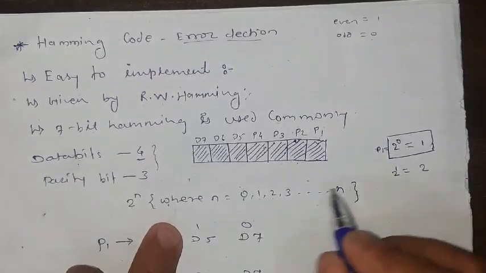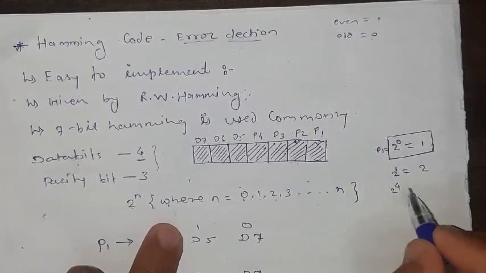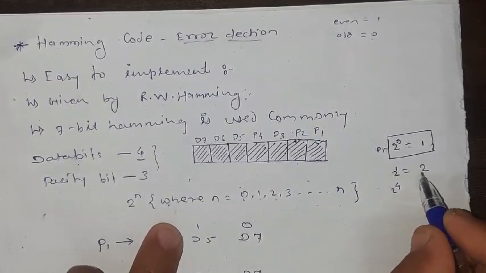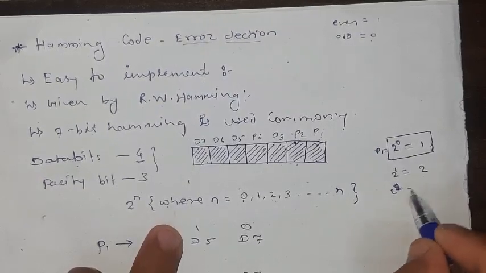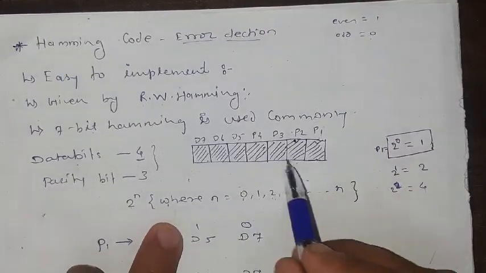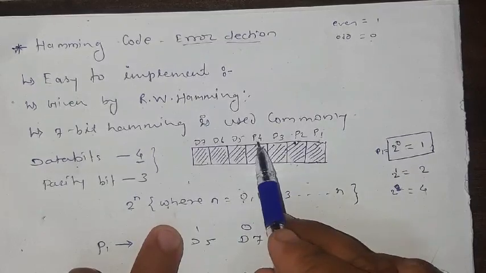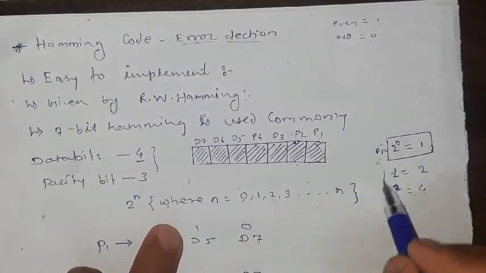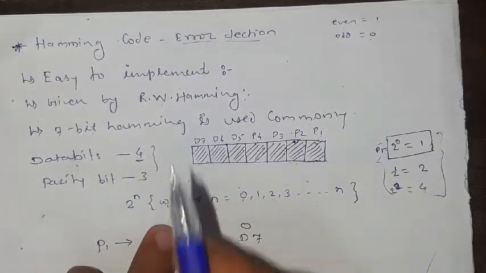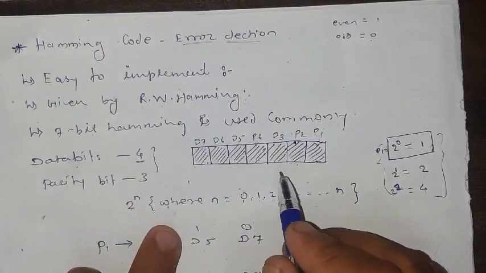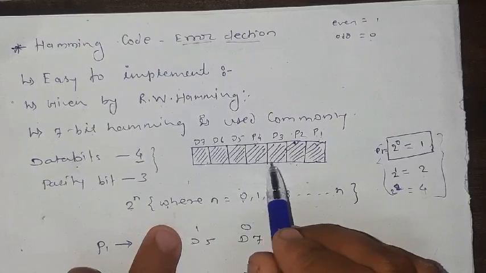The next value of n is what? 2. So 2 to the power 2, it means what? 4. At the fourth position we are giving P4. Okay, P1, P2 and P4. Clear? So these are the 3 positions for parity bits and the rest of the places are for the data bits. Okay. If you are unable to understand, then please go backward and listen to these things again.